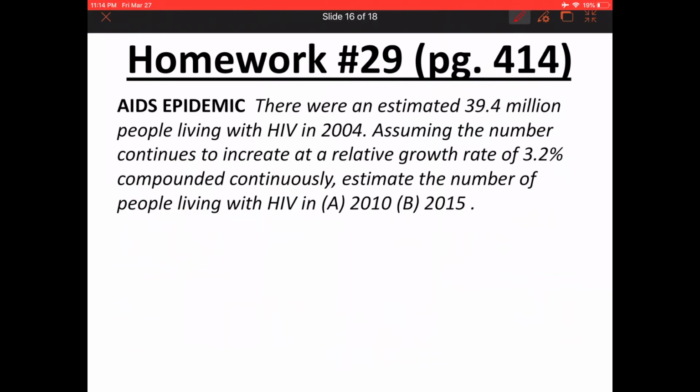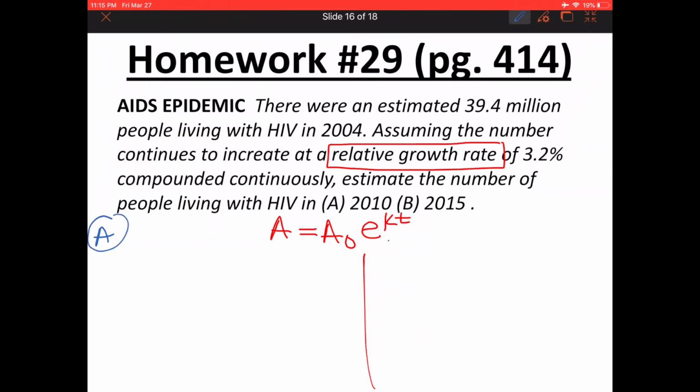So in this word problem, the key phrase for us should be relative growth rate. Because again, on the quiz and test, you will be given the formulas, but you have to know which one to use. So relative growth rate tells me that I'm going to be using my growth formula, which is A equals A sub 0 times E to the K times T. I'm going to split my screen here in half so that I can do part A on the left and part B over here on the right.